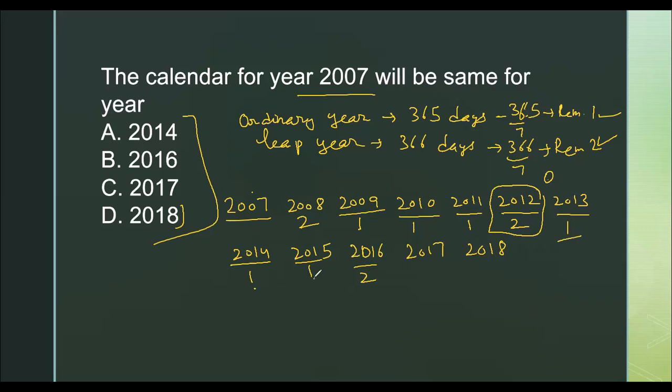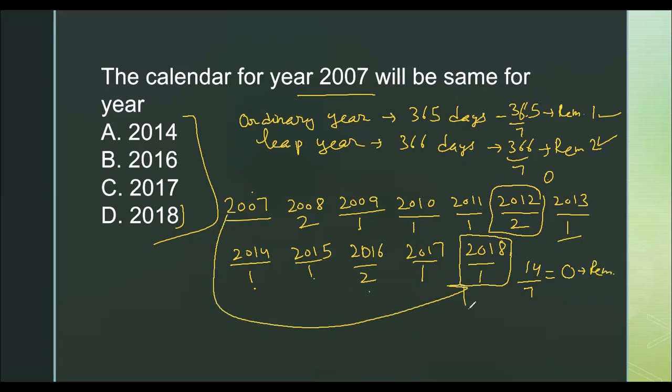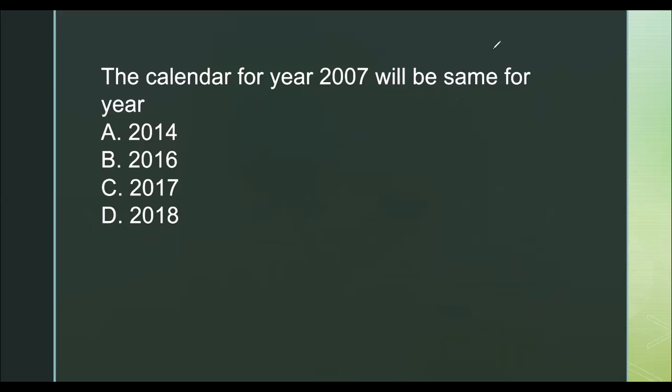8, 8 and 2 is 10, 10 and 2 is 12, then 13, then 14. Now here, if it is 14, dividing 14 by 7 gives remainder 0. That means here it will repeat. So the calendar of 2007 repeats in 2018. This is the way we can do these kind of questions. This is very important: ordinary year and leap year. Now let's see the next question. What's there in it?